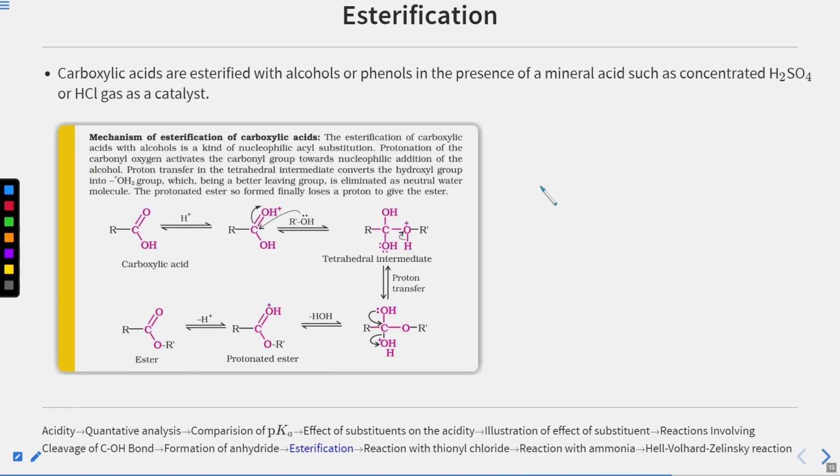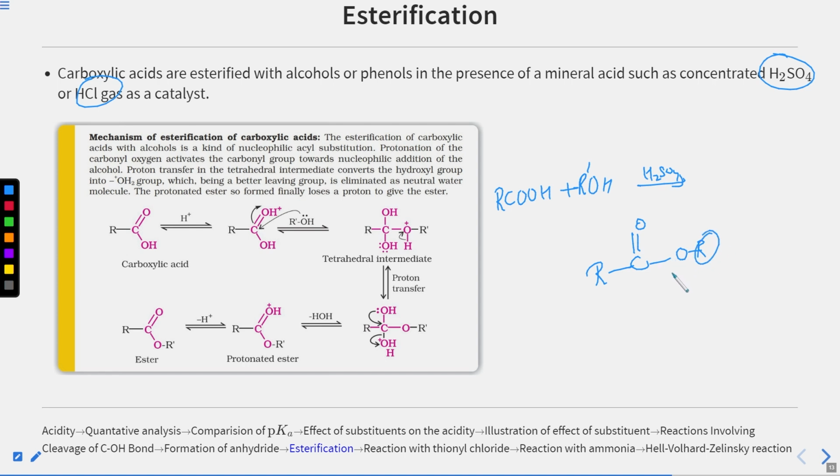So what is esterification? We treat our carboxylic acid with alcohols and phenols in the presence of a mineral acid like H2SO4 and HCl. So say we have a carboxylic acid like this, and we are treating it with alcohol in the presence of H2SO4. Then we will get an ester. The ester looks like this. In place of the H that was present in your carboxylic acid, we have R present here.